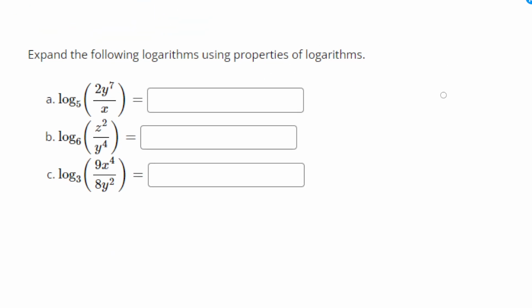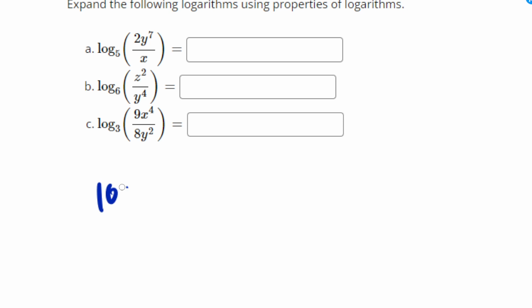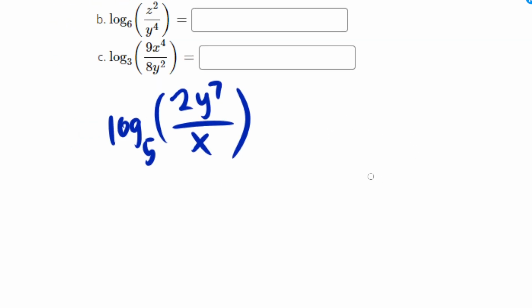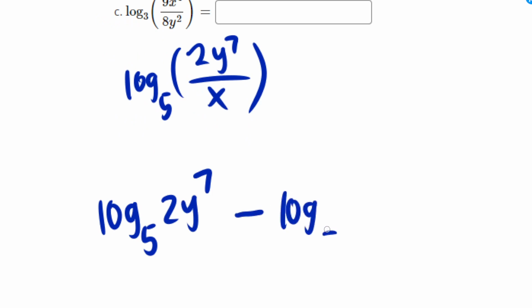Expand the following logarithms using properties of logarithms. Okay, so this one, let's look at this. We have log base 5 of (2y)^7 divided by x. What we can do is take this one bite at a time. So I'm going to make it so they're separated. We'll have log base 5 of (2y)^7 minus log base 5 of x.